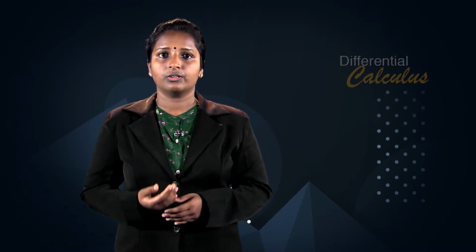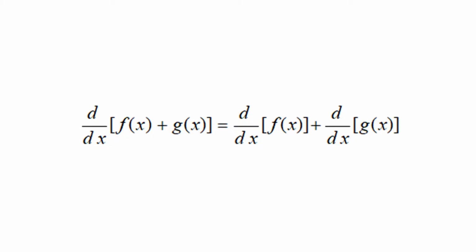The next rule says that the derivative of the sum of two differentiable functions is the sum of their derivatives. Rule 4, the sum rule. If f and g are differentiable functions of x, then their sum f plus g is differentiable at every point where f and g are both differentiable. At such points, d/dx of f of x plus g of x equals d/dx of f of x plus d/dx of g of x.